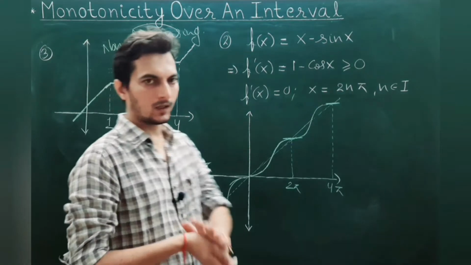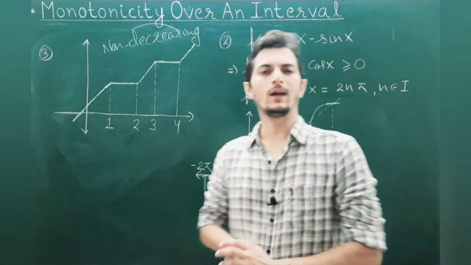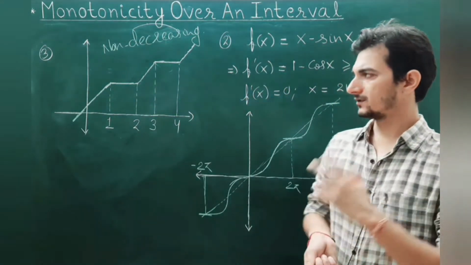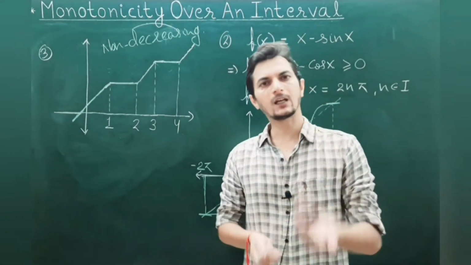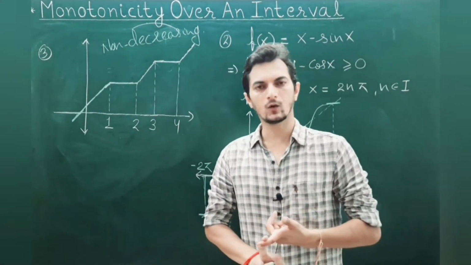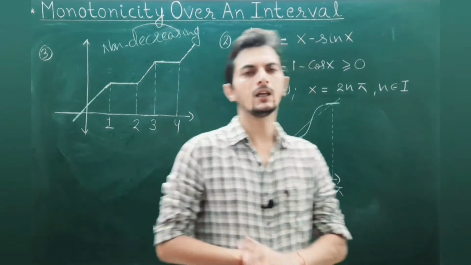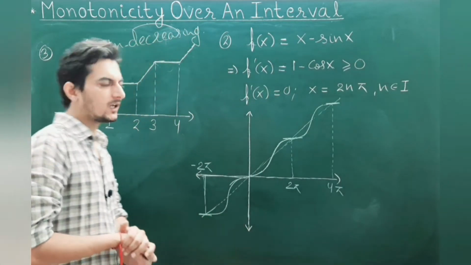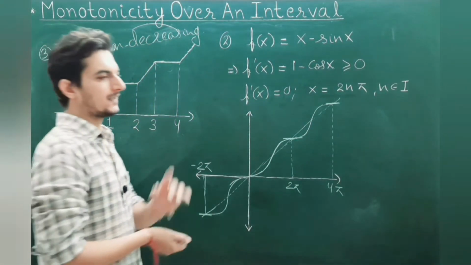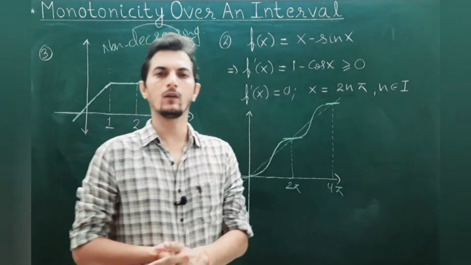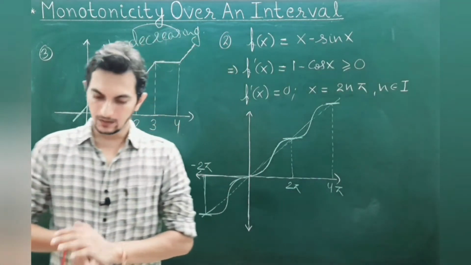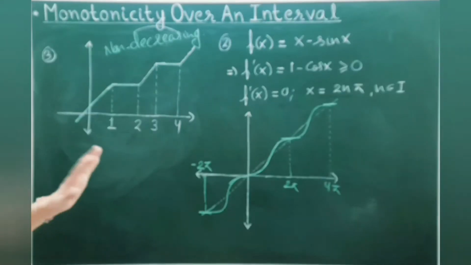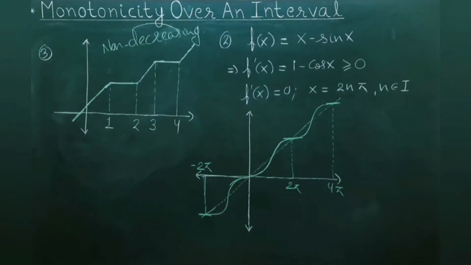So I hope you understood the concept or the 2 points that we noted down. The condition is that f(x) is increasing when f dash x is greater than or equal to 0, and f(x) is decreasing when f dash x is less than or equal to 0. The important thing was that the equality may hold for discrete values of x. Now we will take some examples on this whole concept, monotonicity over an interval.